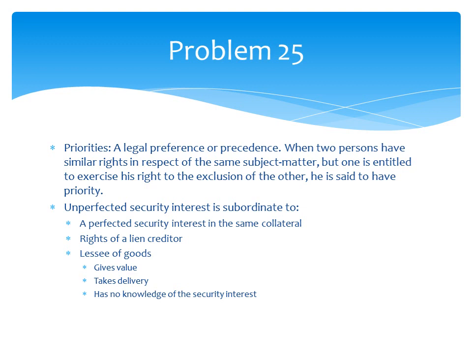The question asks, Cross has an unperfected security interest in the inventory of Safe Inc. The unperfected security interest gives him what? So the rules for unperfected security interest in subordination state that it is subordinate to a perfected security interest in the same collateral, rights of a lien creditor, and lessee of goods. So it's subordinate to these three areas. And under lessee of goods, if the lessee gives value, takes delivery, and has no knowledge of the security interest. So through that, certain interests have priority over unperfected security interest.